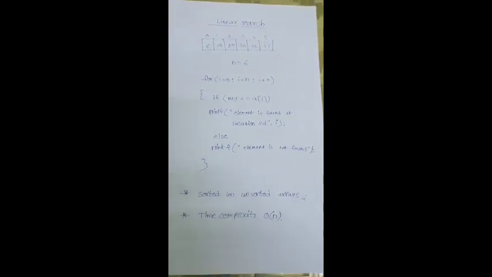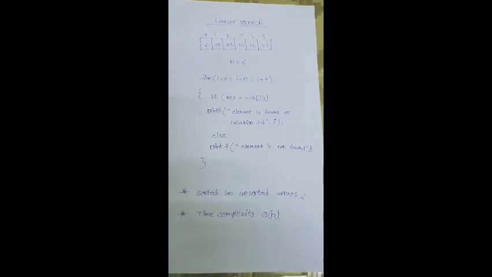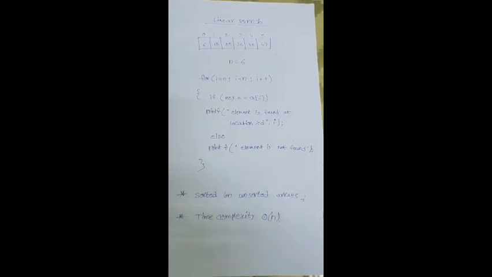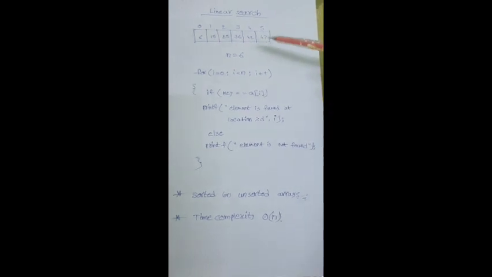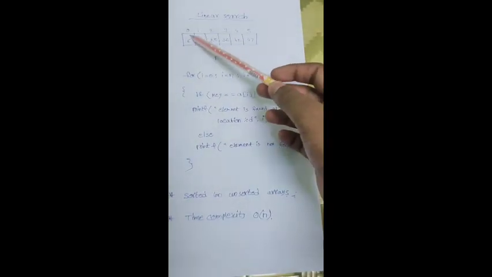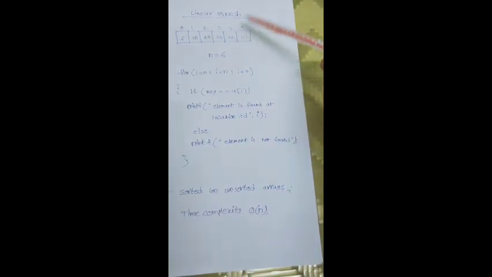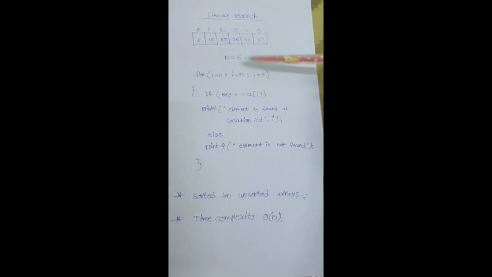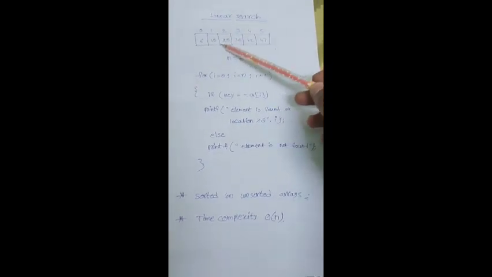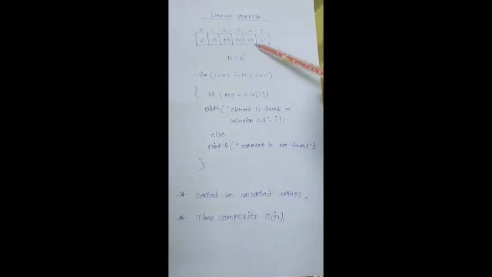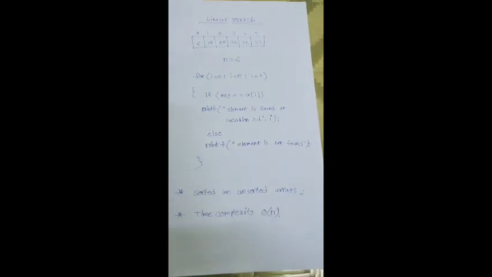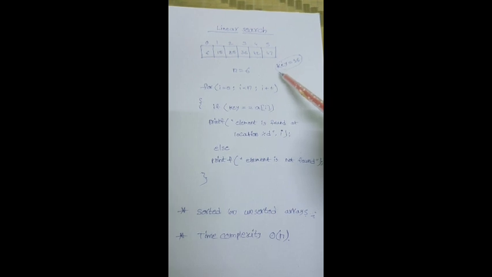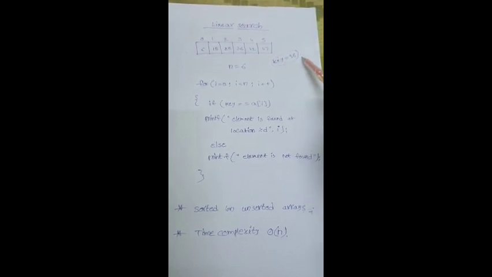To understand the linear search, let's take this example. Let us consider an array of size 6 whose index starts from 0 and ends at 5. I am taking some random elements 6, 15, 25, 36, 42 and 47. Suppose I want to search for 36.